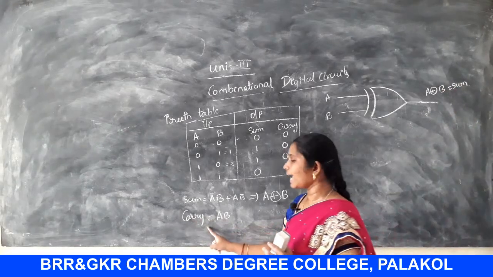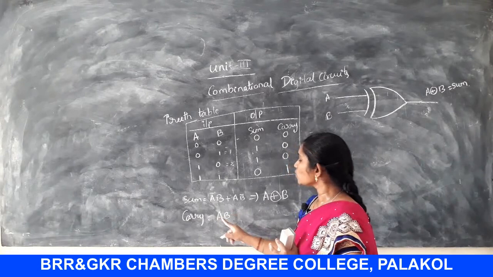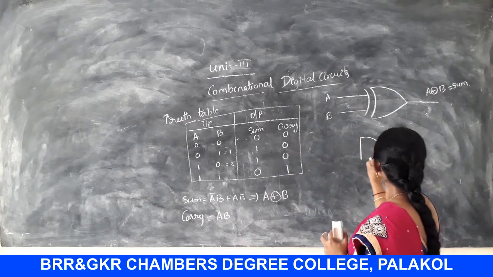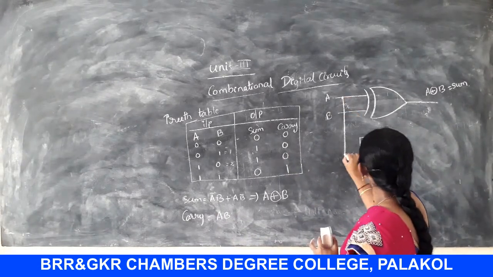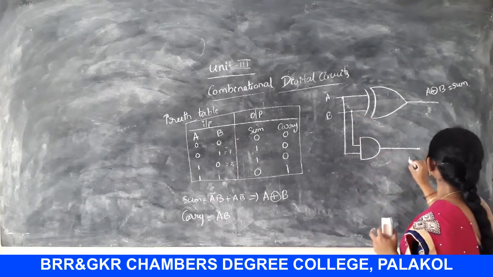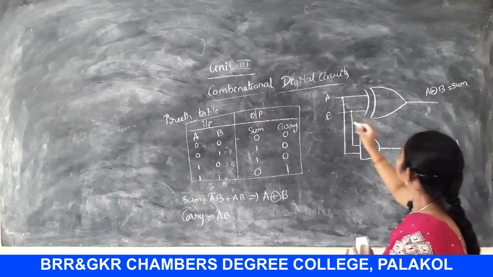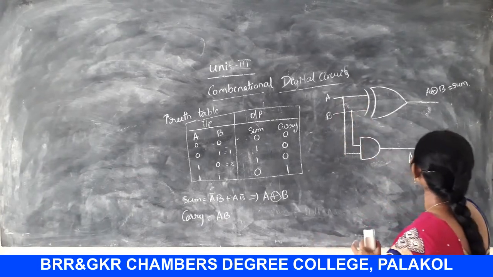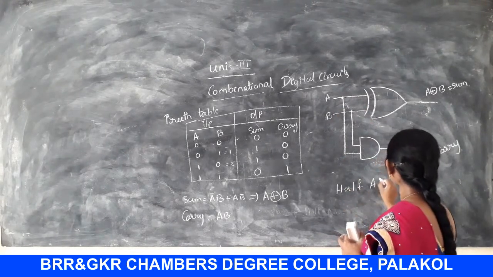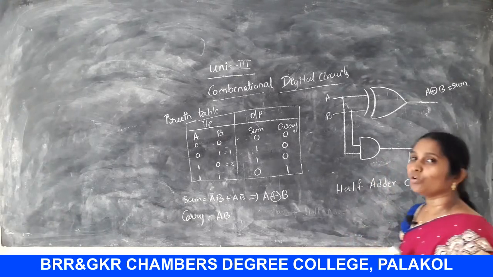Next one is the carry. So carry is AB. In between these two there is a dot, and dot is nothing but AND gate. So here I will use one AND gate. I will take A here and I will take B here. So this is the expression for AB, that is equal to carry. Therefore this complete circuit belongs to the half adder circuit. So this is the half adder circuit. Okay. Next we will go to the full adder.